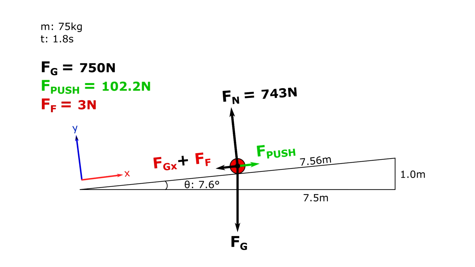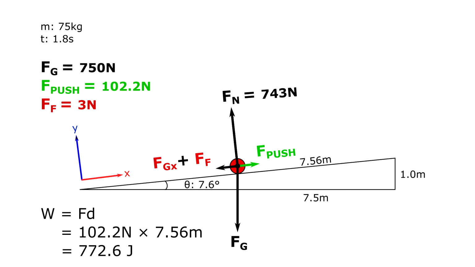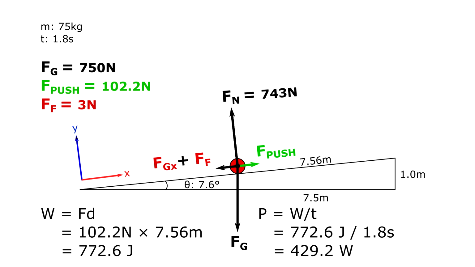The work done by the cyclist is equal to the force times the distance traveled, or 102.2 newtons times 7.56 meters, which equals 772.6 joules. The power is equal to the work done over time, which is 772.6 joules divided by 1.8 seconds, which equals 429.2 watts. Now for the velocity.